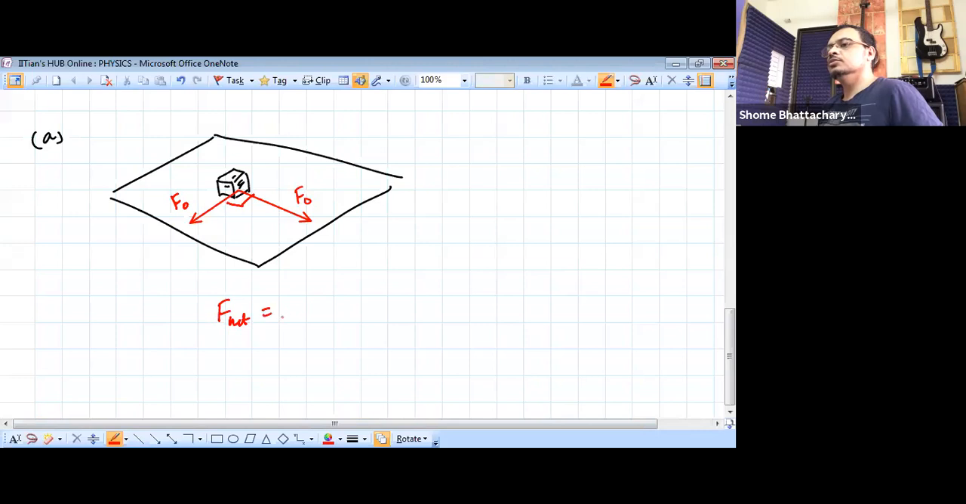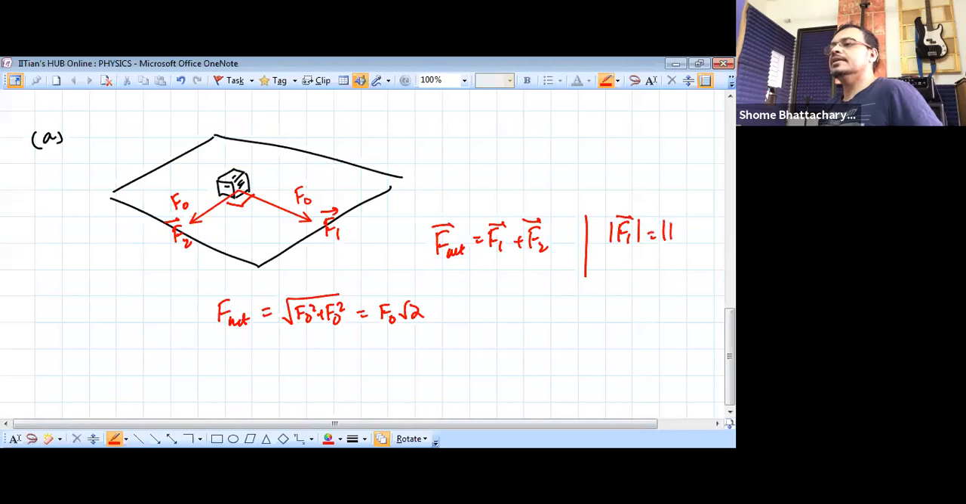So here the net force is going to become root of F naught square plus F naught square, or F naught root 2. Because if this is your force F1 and this is your force F2, as a vector equation your net force is F1 plus F2. You can see that the magnitude of F1 equals the magnitude of F2 equals F naught, and theta is equal to 90 degrees. So by applying the principles of vector algebra, you will see that the net force is along this sort of direction. So the acceleration will also be along this direction.